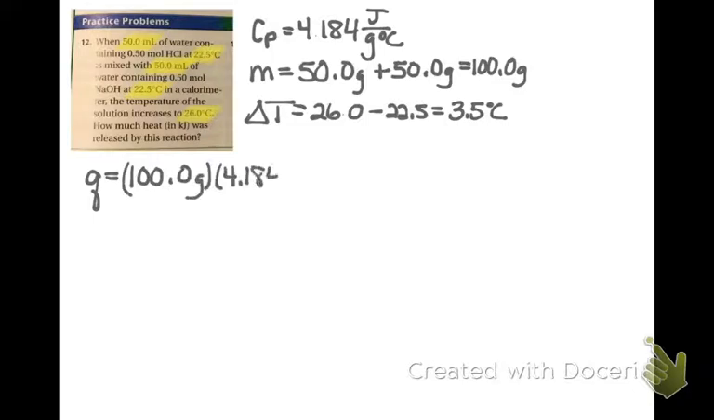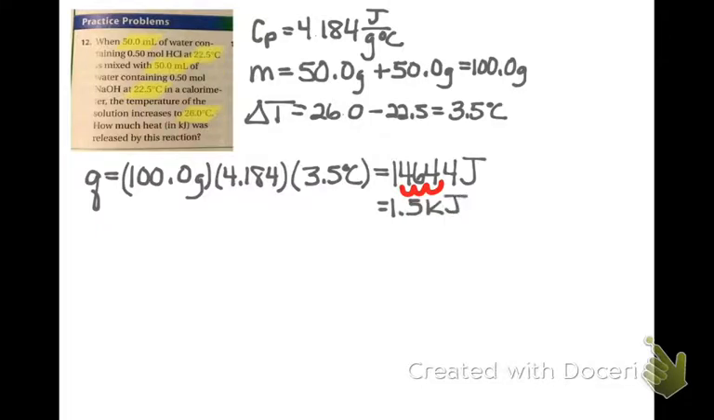So I'll write this out for you. Sorry I'm leaving some of the units off because I'm trying to go quick so you guys aren't sitting and listening to a video. Okay, and when we multiply those together, we get 1464.4 joules. We want kilojoules, so let's move that decimal 1, 2, 3, and that's going to equal 1.5 kilojoules. I went to 2 sig figs because the temperature is in 2 sig figs. So that is number 12.